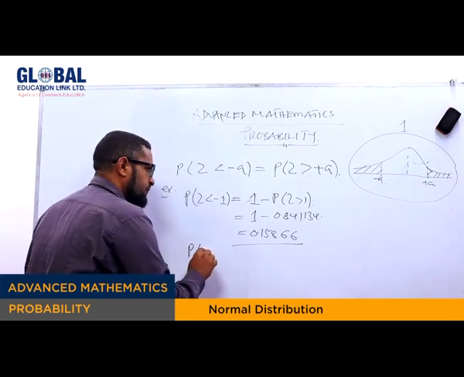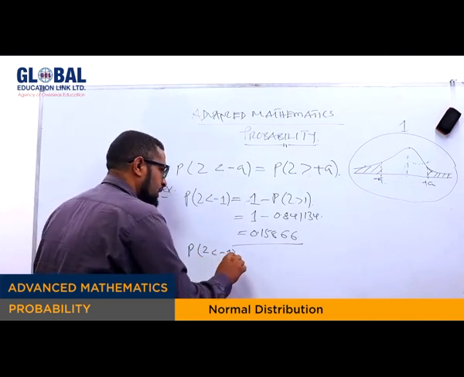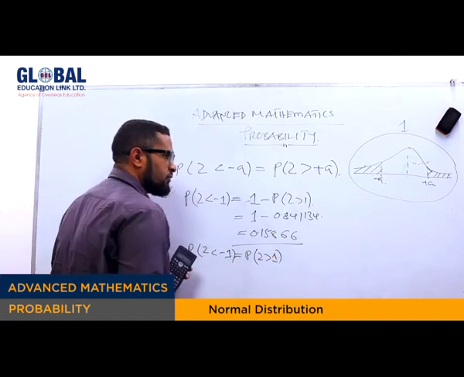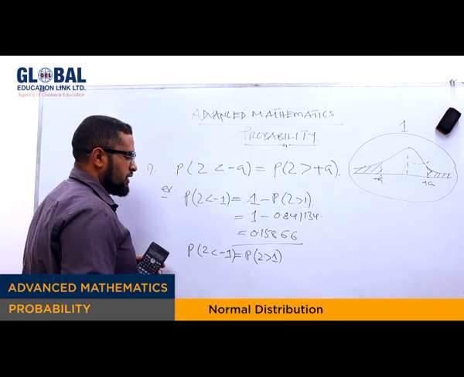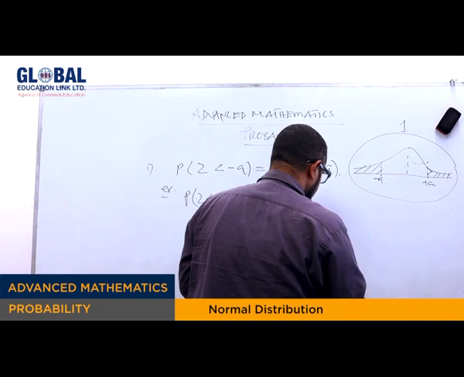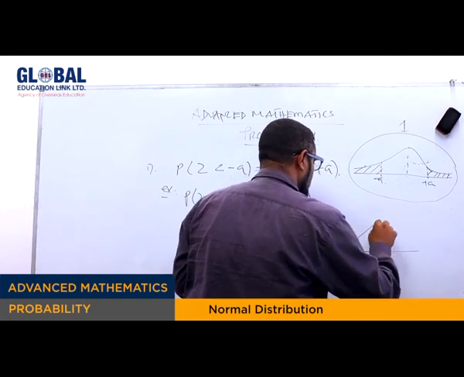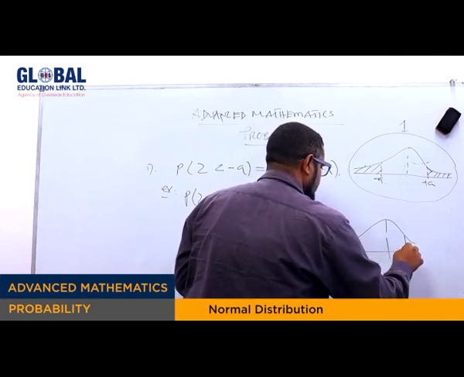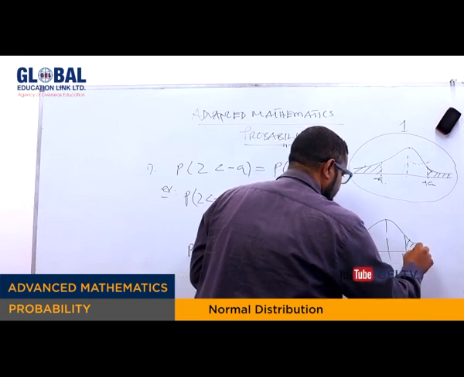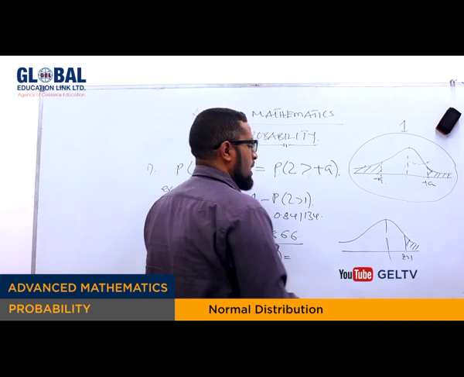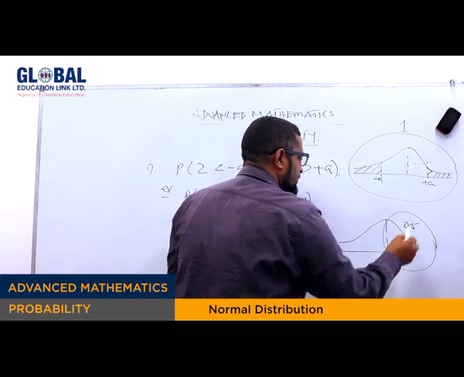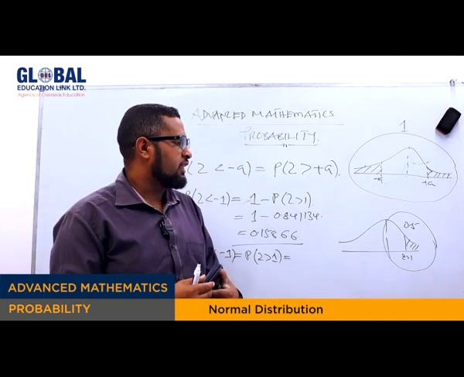But also you can use the fact that the probability of Z less than negative 1 is equal to the probability of Z greater than 1. What does it mean? When we say greater than 1, if we really draw the curve, this is Z greater than 1. It means that area. But remember, this part is equal to 0.5, the area in that part.